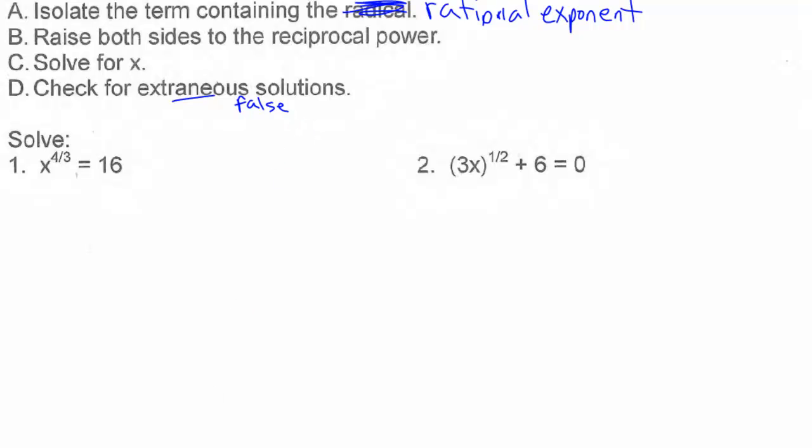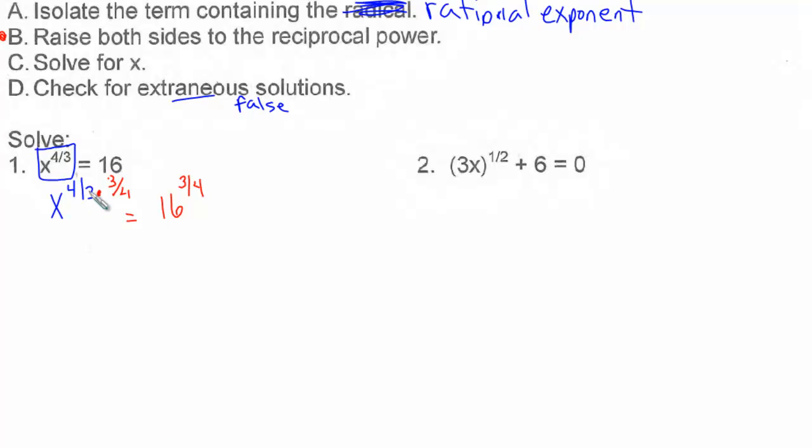Let's look at example 1. I have x to the 4/3 power is equal to 16. Let's box that. Is it by itself on one side of the equal sign? Yes, it is. So this is already isolated. So what we want to do to both sides is raise both sides to the reciprocal power. The reciprocal of 4/3 is 3/4. And I want to raise 16 to the 3/4 power as well.